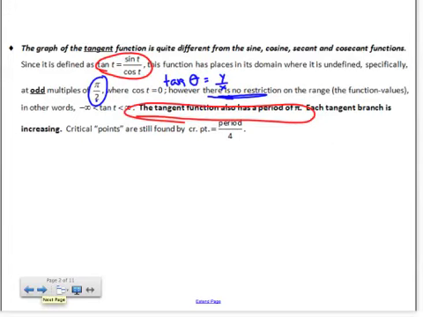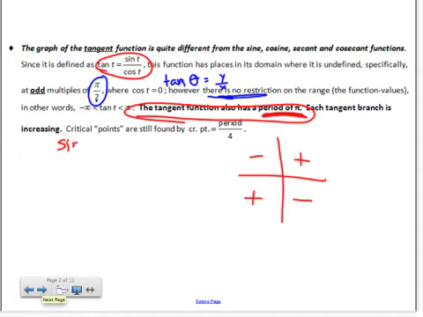And in the words of Dr. Wiesner, the period is not 2 pi. The tangent has a period of pi. Why is that? In quadrant 1, we get all the positive values for tangent. In quadrant 2, we get all the negative values. And guess what? They repeat themselves in quadrants 3 and 4.